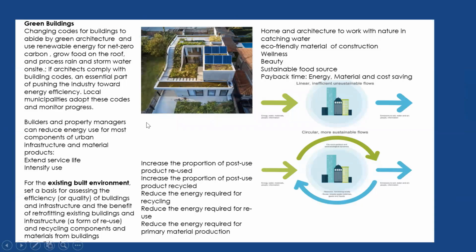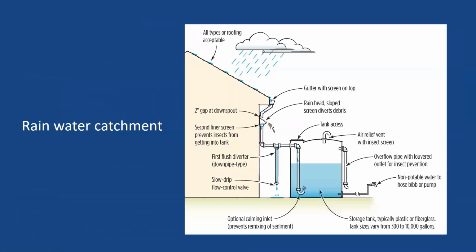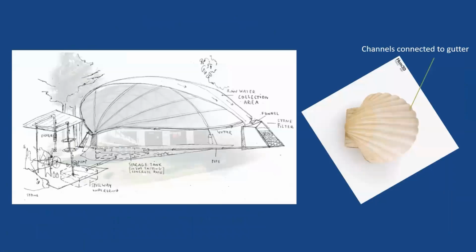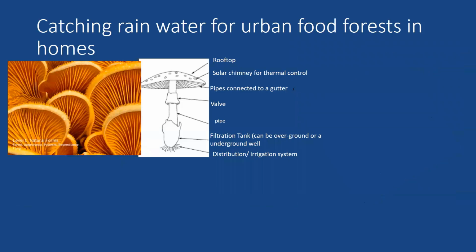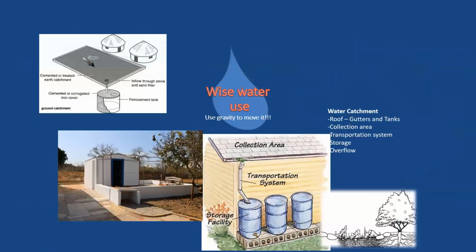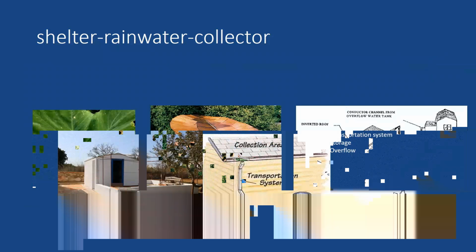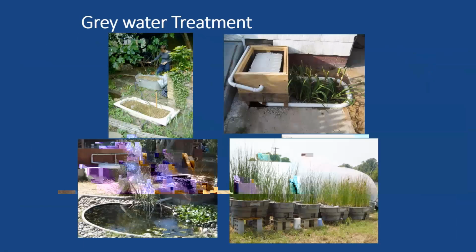Green building design reduces energy and water use, and also provides food. A rainwater catchment system should be installed for every building. This shape is inspired by the shell, and gutters could take this shape, so catching rain can also be inspired by mimicking nature. And this is another way for sheltered rainwater collection.